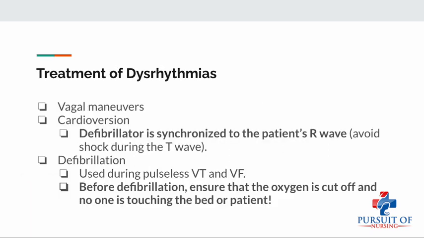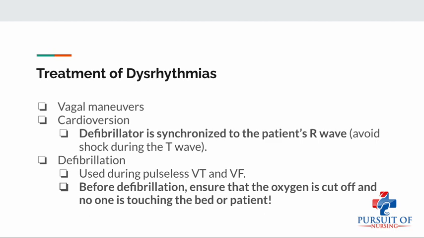So for treatment of dysrhythmias, you have vagal maneuvers like the coughing that we were talking about. The patient can either be asked to cough or bear down. A vagal maneuver can also be in the form of a carotid massage, in which the doctor would massage the carotid artery to then see if a change in rhythm occurs.